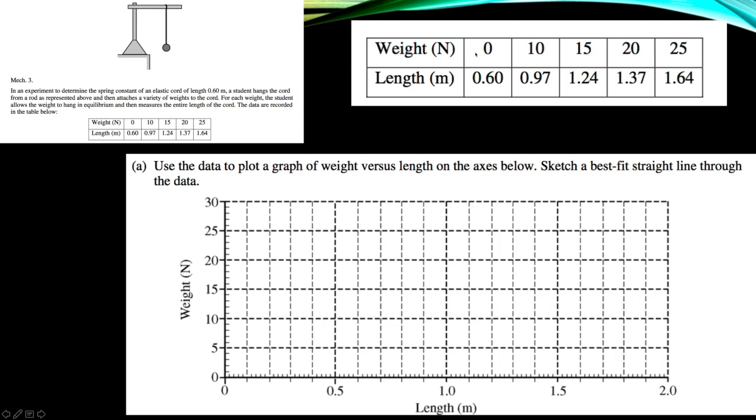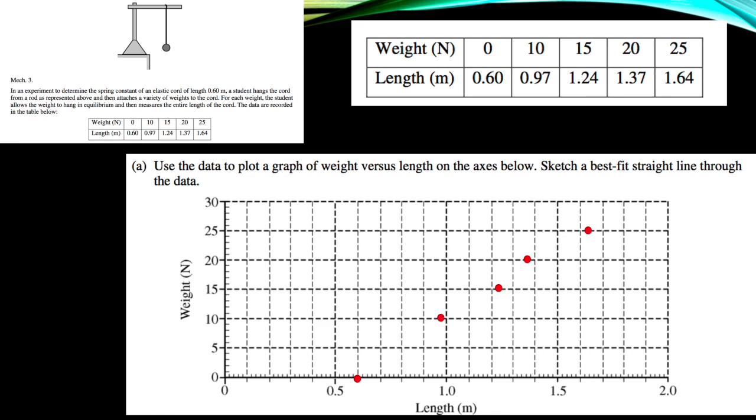So for example, the first point we have is at a weight of 0 newtons, the length is 0.6 meters. That makes sense because if there's no weight on the string, the cord is just going to lie at its natural length, which is 0.6 meters. So we can just look at where it says 0 newtons and then find where it says 0.6 meters, which is right there. So you can just plot a point there. We can follow the same process for all the other points in the table. So for 10 newtons and 0.97 meters, that'd be right there. And then do the same thing for all the other points on the graph.